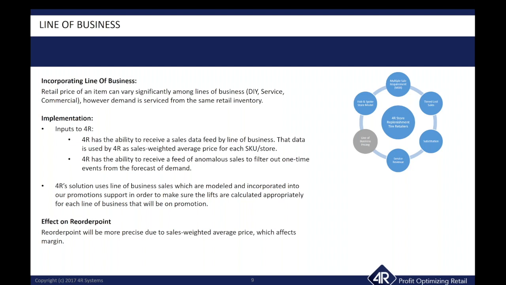Promotions for different lines of business can also be modeled so that the lifts for each line of business are calculated appropriately and accurately. For instance, a promotion on oil in DIY might yield a lift of 1.5, but a promotion in the commercial line of business for that same SKU could yield a lift of 3.0. The end result for the line of business pricing is that the reorder points will be more accurate due to the sales weighted average price.